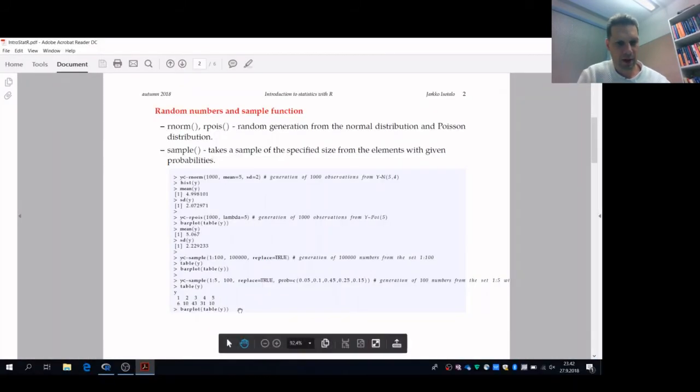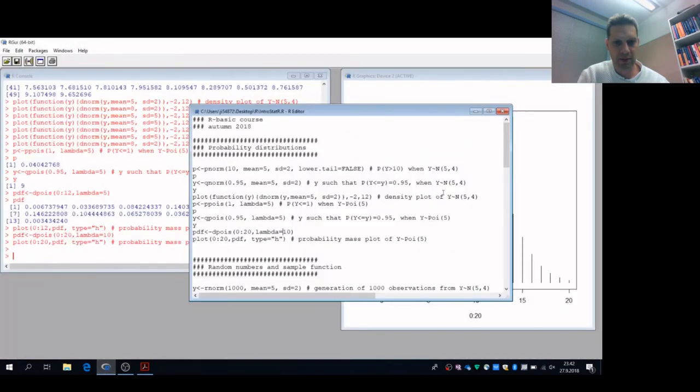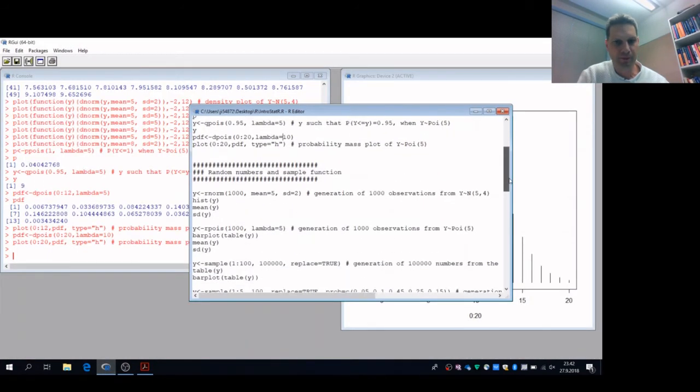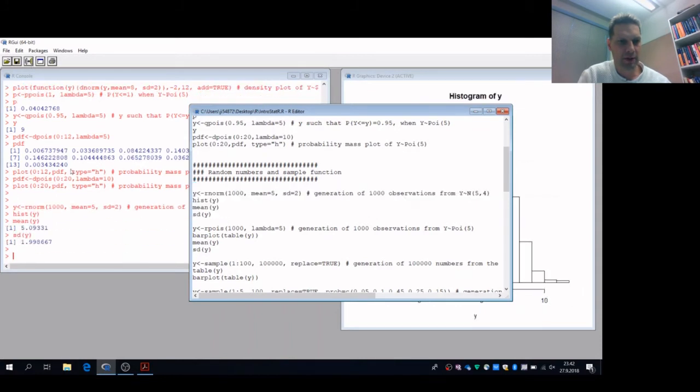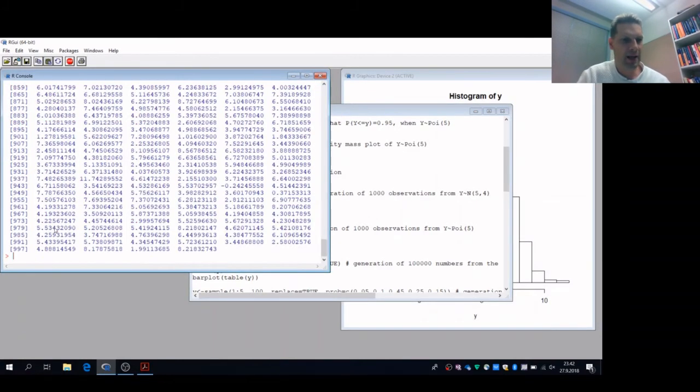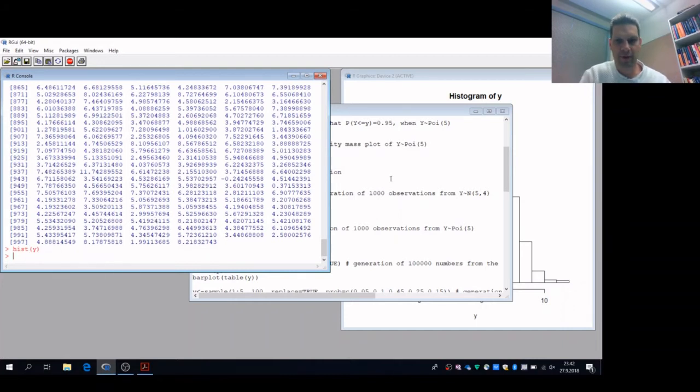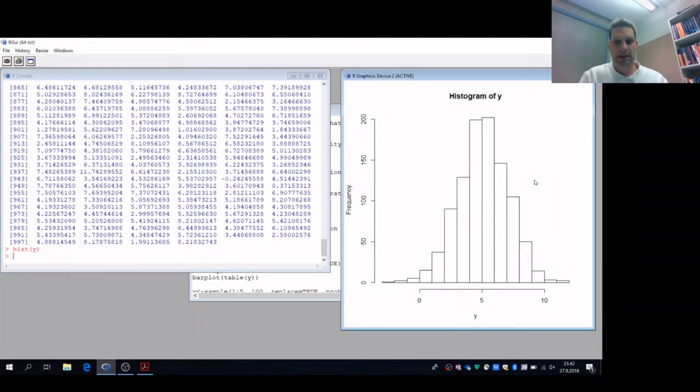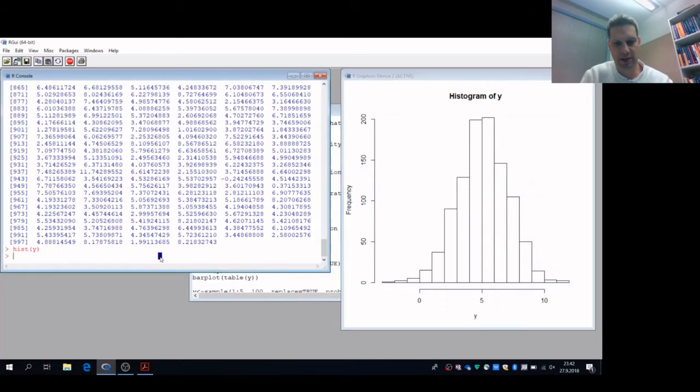So if we now go to R here and do the same things, we can see that, for example, if we generate now random numbers from a normal distribution, we get this sort of a result. That means that we have here now 1000 numbers from this distribution. If we draw the histogram, it looks like this. So these values look like what they should look like in a normal distribution case.